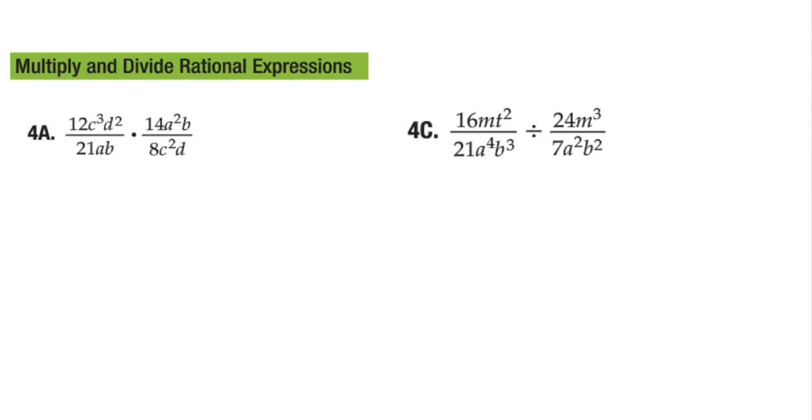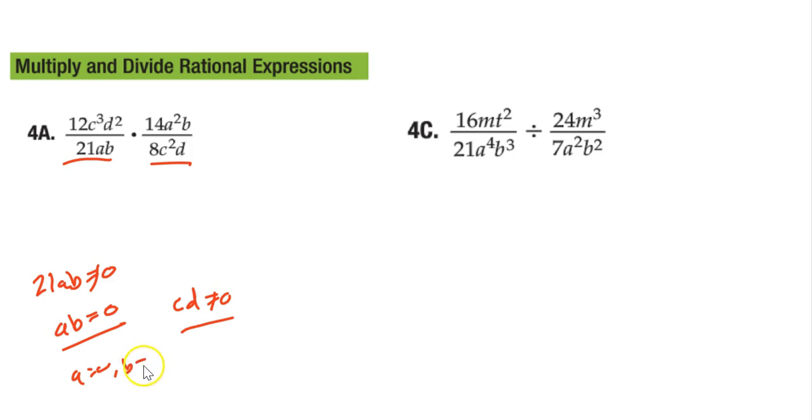Now first, you can't forget restrictions, right? So I'm going to look at this. And again, you set it equal to 0, not equal to 0. And then you go ab cannot equal 0. Same thing here. You just go cd cannot equal 0. So my restrictions, anything with variables in the bottom, they just cannot equal 0. And actually, you just say a cannot equal 0, b cannot equal 0, c cannot equal 0, and d cannot equal 0. Right? It's all separate.